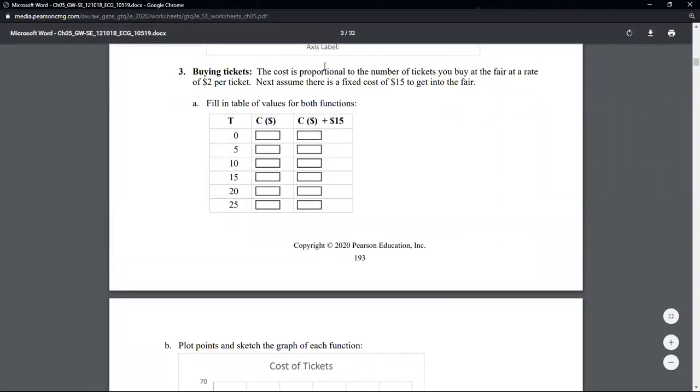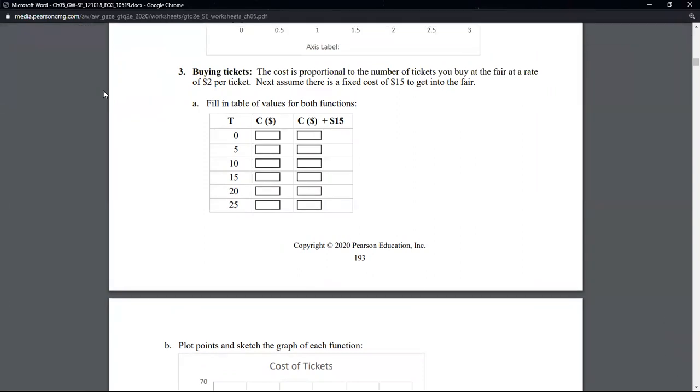Buying tickets. The cost is proportional to the number of tickets you buy at the fair at a rate of $2 per ticket. So if it's, let's say, 1 ticket for each ride, which is not how fairs usually work, but let's just keep it simple. Then you're paying a flat $2 per ticket. There's no bulk option where you buy 10 tickets and it only costs you, I don't know, $15, something like that. None of that. Simple. So $2 a ticket. So if you buy 1 ticket, you're paying $2. Buy 2 tickets, you're paying $4. Buy 3 tickets, you're paying $6.